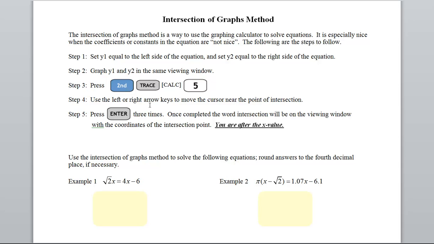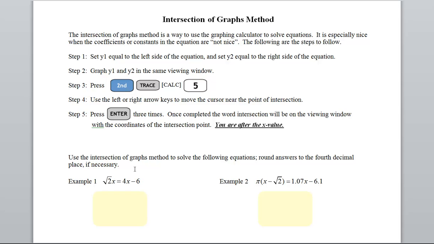Then you use the left or right arrow keys to move the cursor near the point of intersection. And then press enter 3 times, and I'll show you why when we get there. Once completed, the word intersection will be on the viewing window with the coordinates of the intersection point, and your little cursor will be blinking on it. You are after the x value.